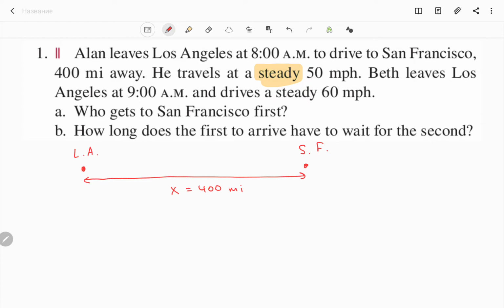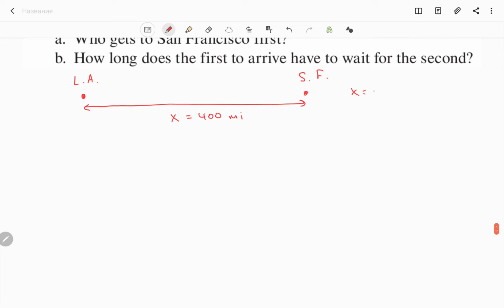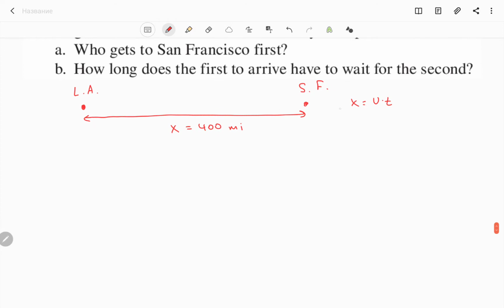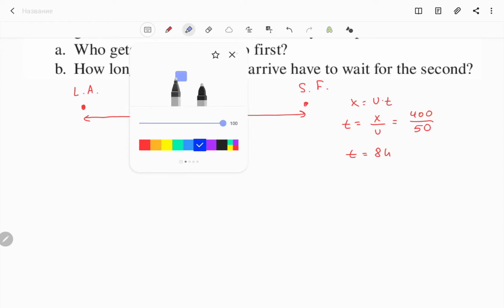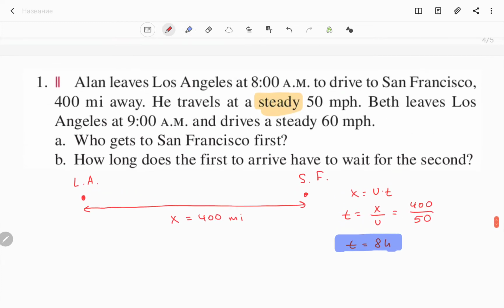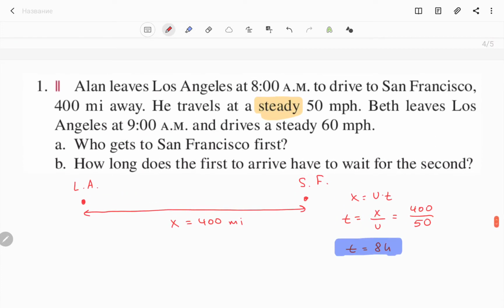We can find time. So we can use the equation x equal to vt, velocity times time, for Alan. From here, time equal to distance divided by velocity. Distance is 400 miles, velocity 50. So time equal to 8 hours. So basically Alan will reach San Francisco after 8 hours.